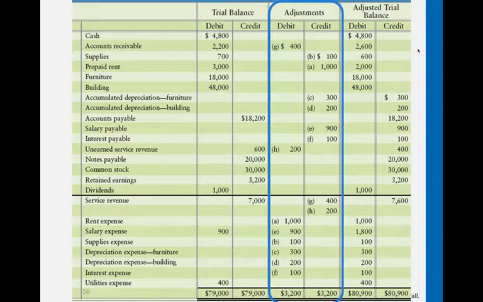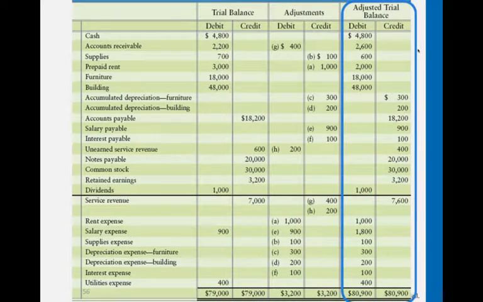Now, to get to the adjusted trial balance, we'll be adding or subtracting some of the dollar amounts that we made adjustments to. For some accounts, if you don't see any adjustments, then you just copy the same dollar amount as it is. For example, cash. We didn't have any effects. Remember, adjusting entries do not affect the cash account, so you just copy 4,800 to the adjusted trial balance. That is an example of having the same amount before and after.